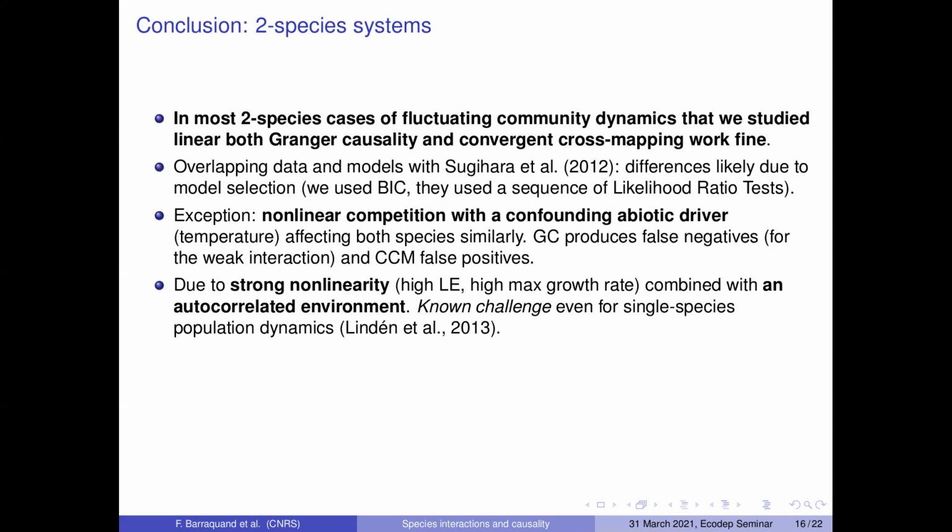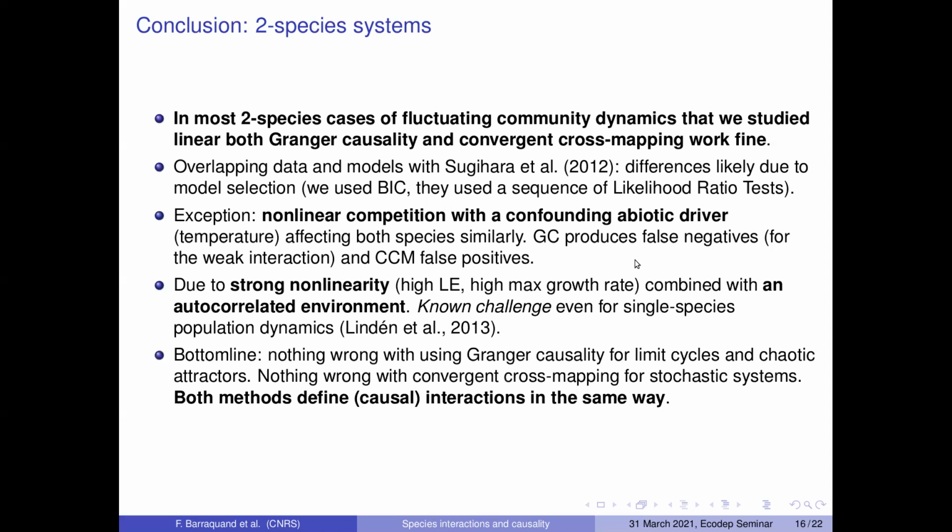And it's not so surprising, actually, because we know that even if you look at single species population dynamics, if you have a strong autocorrelation in the forcing by, say, temperature, and you have a sort of chaotic dynamics, a boom-bust cycle or something like that, then it's known that it's quite challenging to estimate these two parameters separately. So we could have expected this difficulty.